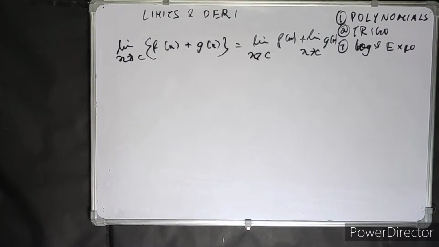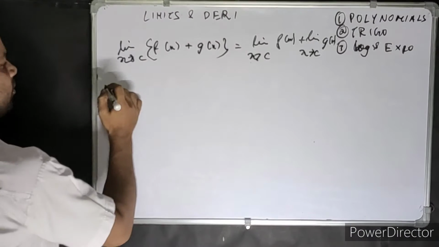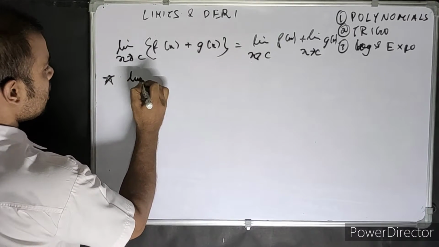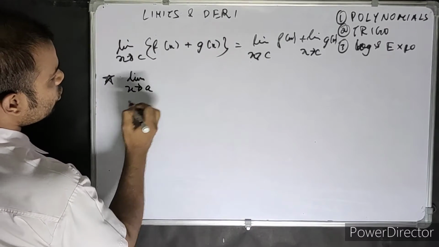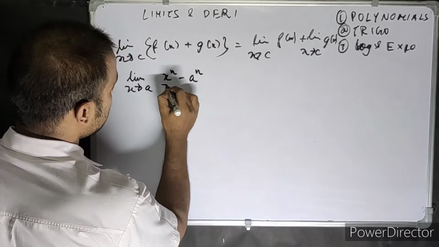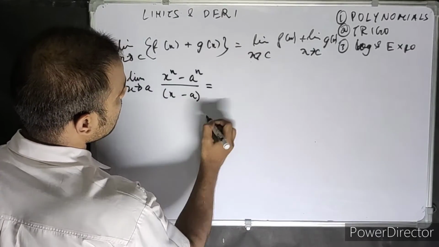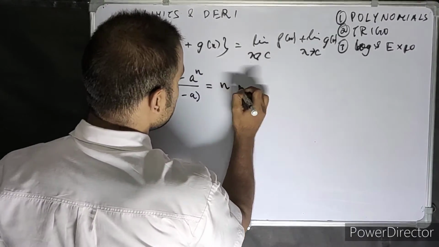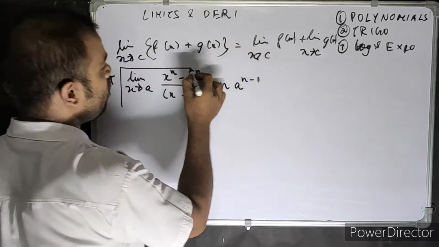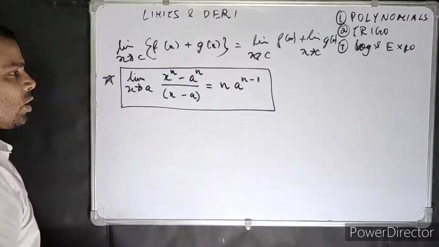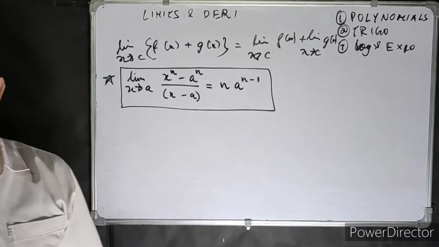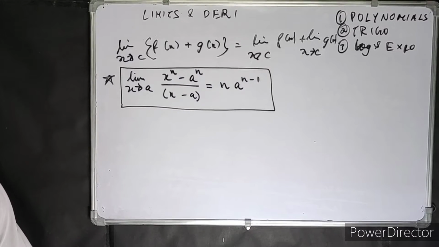So let's go on to the last formula that I'm going to write for you. I'm going to give it as a star because I don't remember what the number was. The formula is limit x tends to a of x to the power n minus a to the power n divided by x minus a is equal to n a to the power n minus 1. Keep this as your last one. Now we are going to start with the questions. That's why I don't want to give you all the formulas as of now.